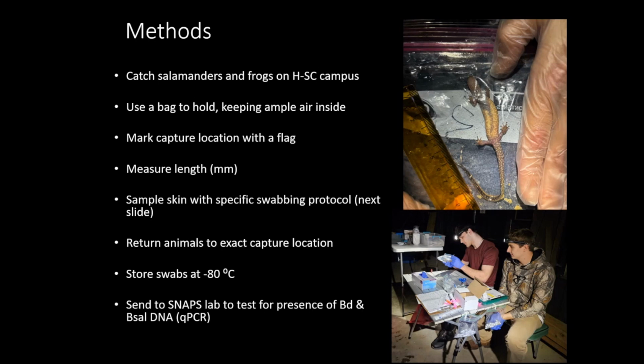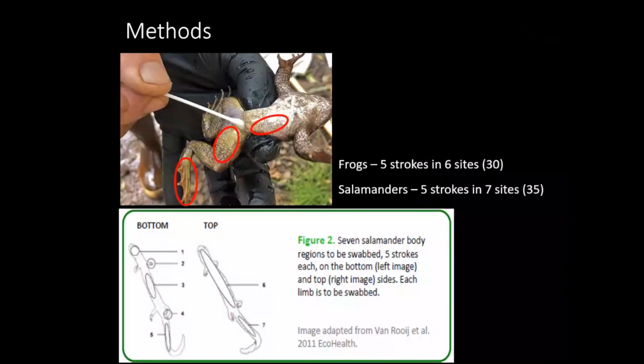Then all of those swabs are stored in a freezer, and they're sent to the SNAPS program where they do the DNA testing using qPCR, which is sort of like when you would get your COVID test back in the day. Or I guess you still could get it, but now we have the home kits, right? When you would actually send in the DNA tests.